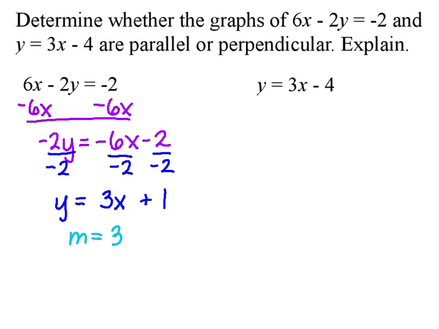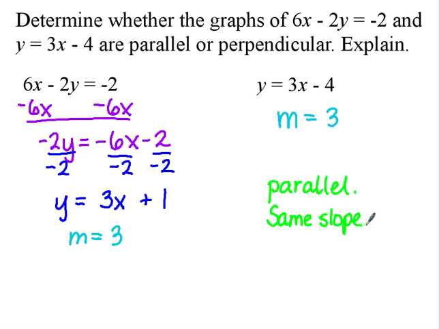So now this second equation is a little nicer because what form is this in? Slope-intercept. So what is the slope? 3. So now I need to compare the two numbers in the aqua color. What do you notice about those two numbers? They're the same. So what can you conclude about the lines? They're parallel. Now they want you to explain. So the reason why they're parallel is they have the same slope. And there you go. That's it.